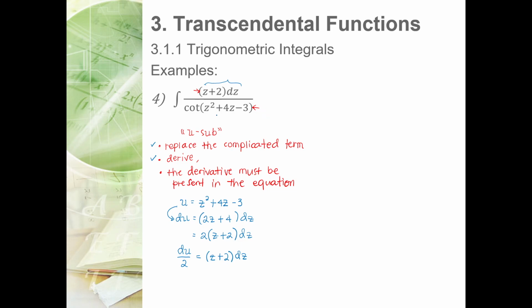Okay, so you can now replace every term in the equation. So this one is your u parameter, and then the numerator will be du all over 2. So we can now solve the equation. So you have the integral of du over 2 all over cotangent u.